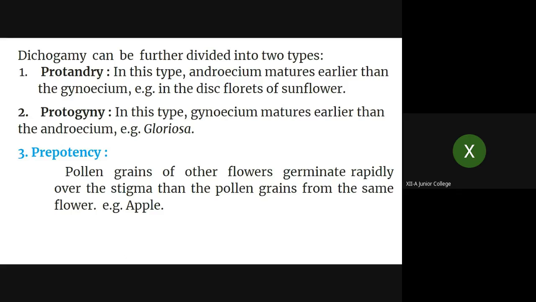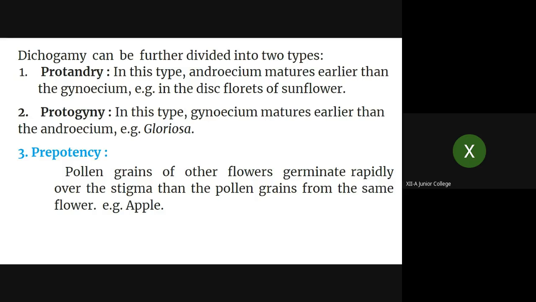See, it's very interesting. Also, you can see here pollen grains of other flowers germinate more rapidly over the stigma than the pollen grains from the same flower. Now I showed you first of all the diagram, right? Where the anthers which produce the pollen grains have fallen on the stigma, right? When the pollen grains of the same flower are dropped on the stigma and the pollen grains of another flower are dropped on the same stigma, then what will happen here in this case, prepotency?